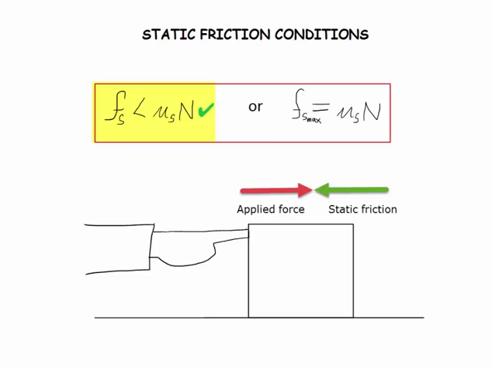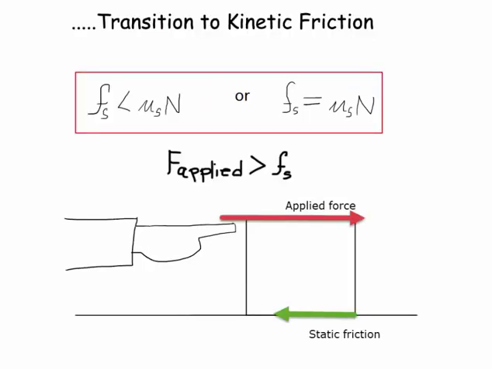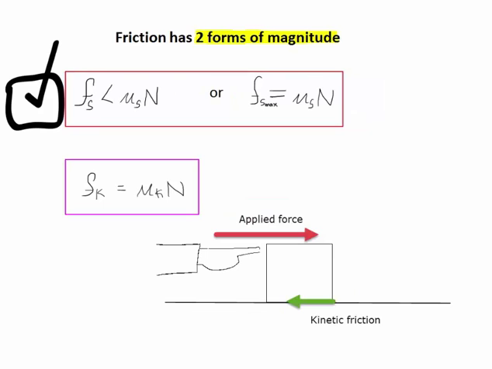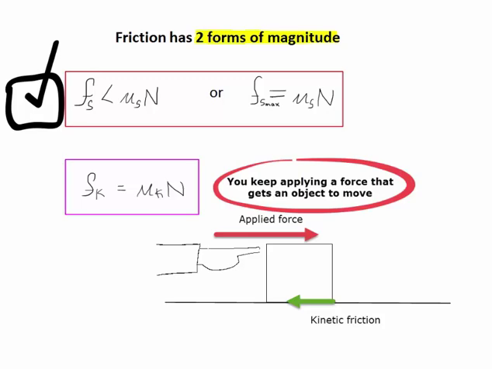And third, once the object moves, it accelerates and we have the applied force greater than static friction. As it keeps moving, we now call this kinetic friction. The object will continue to move as long as you keep applying a force to it.